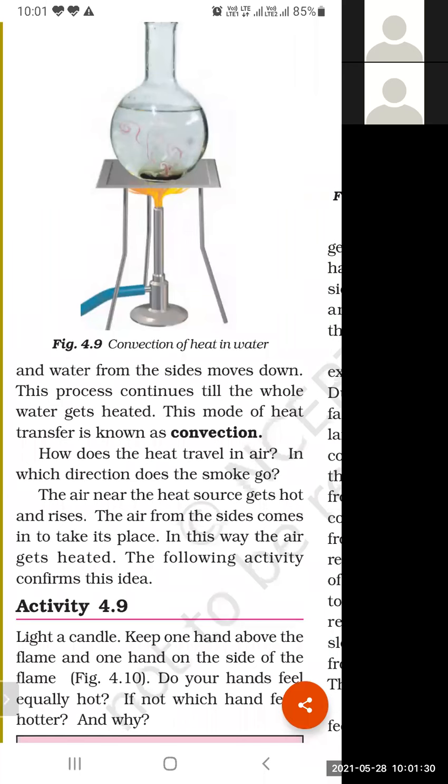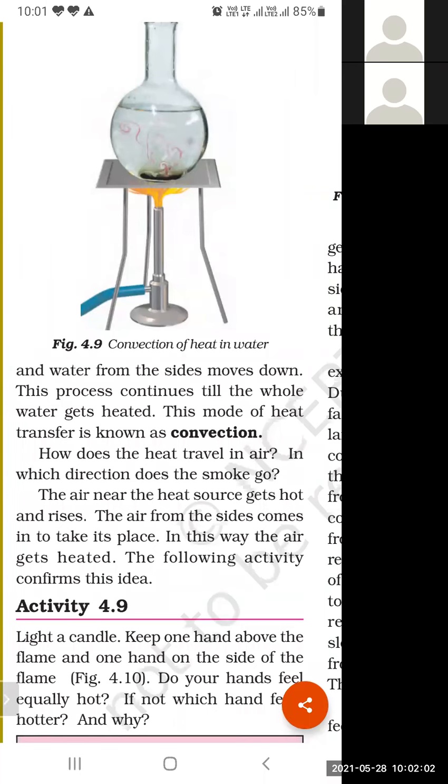So students, we have discussed two methods of heat transfer. The first method is conduction: the mode of heat transfer in solids only, in which heat is transferred from the hotter end to the colder end, is known as conduction. The second method is convection: the mode of heat transfer in gases and in liquids is known as convection.